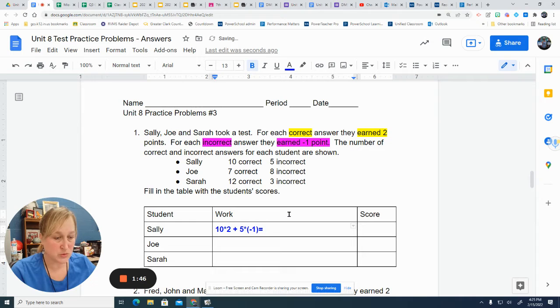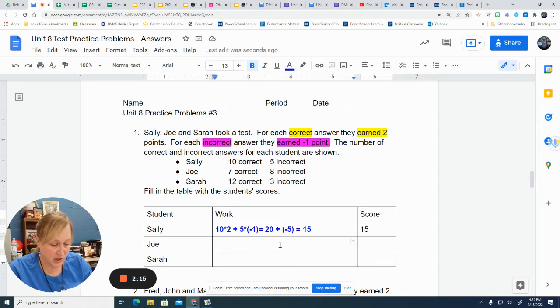Now I have to do the actual math. 10 times 2 is 20, plus 5 times -1. Well, 5 times 1 is 5, and it's going to be negative, so -5. And then I just have to solve. So 20 plus -5 is the same as 20 minus 5, and the positive wins. So the answer, Sally got 15. So let's figure out Joe.